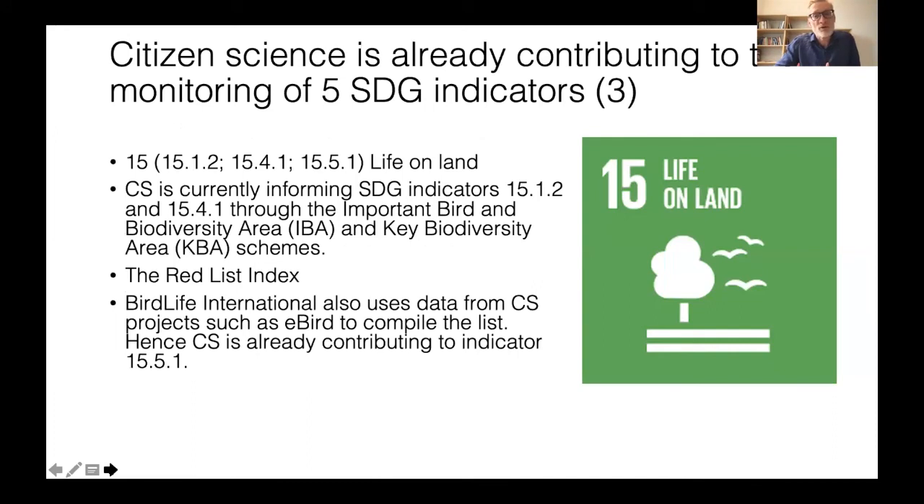But also, of course, in life on land, where citizen science is currently informing SDG indicators when it comes to important bird and biodiversity areas. You could imagine Artportalen or the Swedish Species Observation System as one of these then, producing the red list index then.